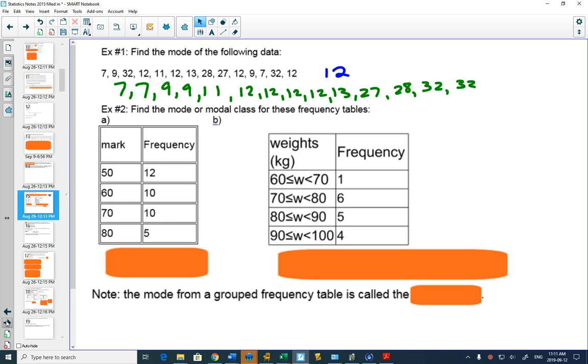Which is the mode in this case? Which happens the most? The 50 percent. So we have to know that these are our scores, and the frequency itself tells us how many times it happens.